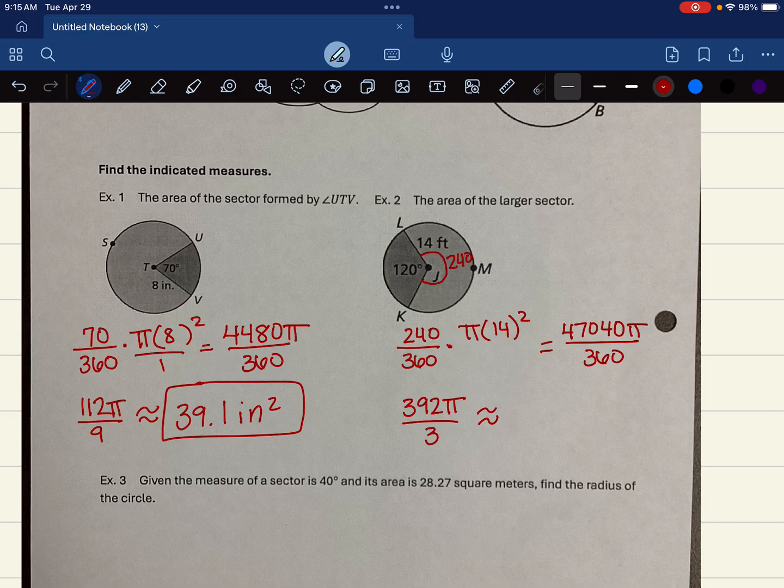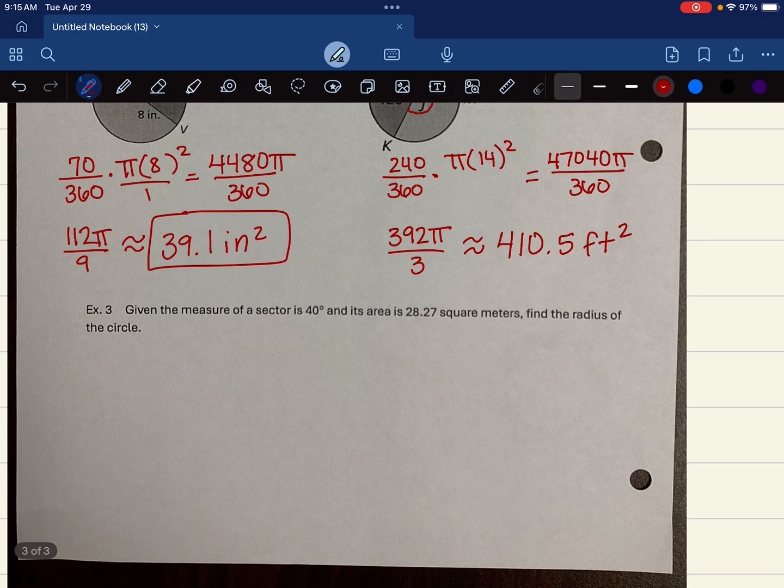Okay? Then we're going to convert that to a decimal. So 392 pi equals, divide that by 3. We should get an area of 410.5 square feet. Okay.